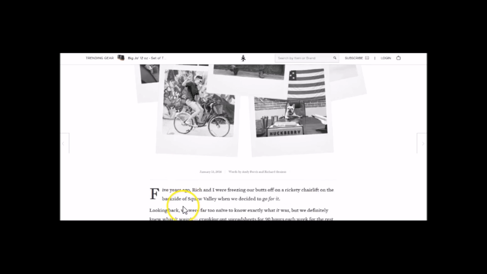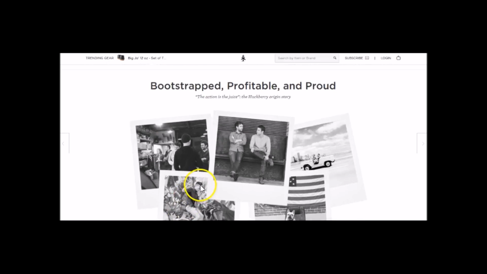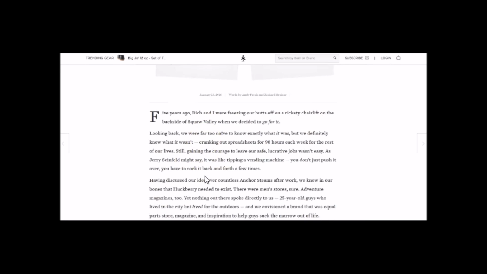Quite honestly, I haven't even read this part yet. I just knew right away that this was a good page. 5 years ago, Rich and I were freezing our butts off in a rickety chairlift on the backside of Squaw Valley, and we decided to go for it. So this is what started their business, right?